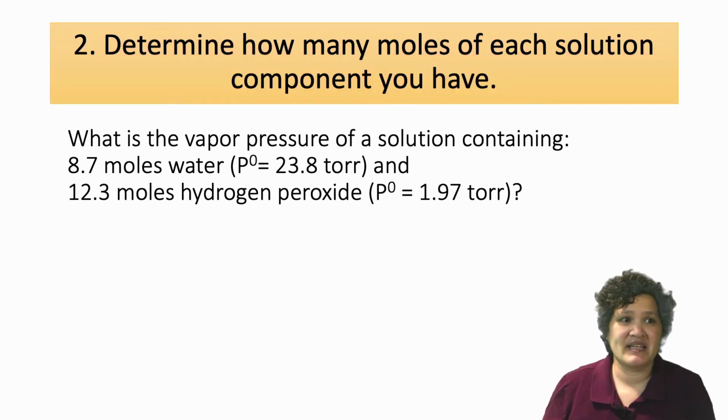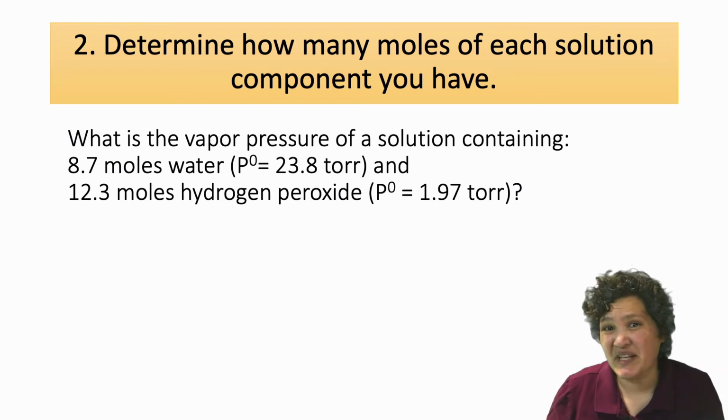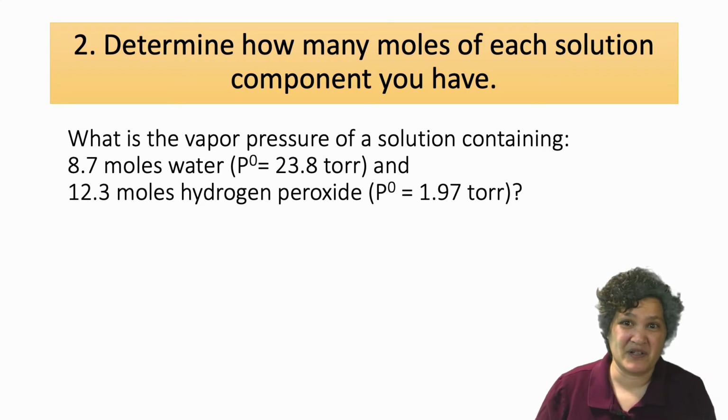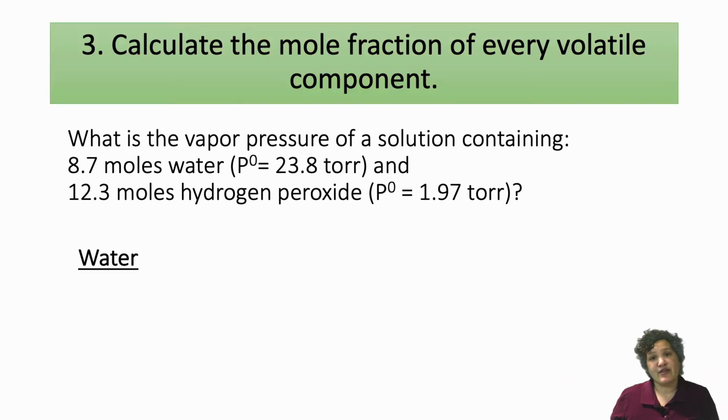The next thing is to determine how many moles of each solution component you have. In this particular case, I've given you the number of moles in the problem, so we don't have to calculate it. Don't worry, we'll do that for something else later. And then the third step is to calculate the mole fraction of every volatile component. So let's start off with water. Remember that the mole fraction is given by the number of moles of whatever you're calculating the mole fraction for, divided by the total number of moles.